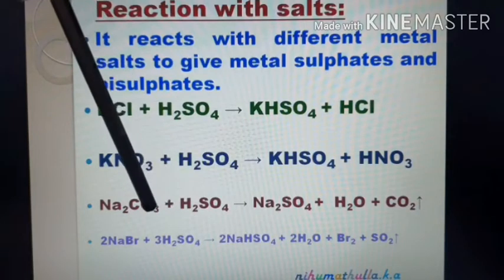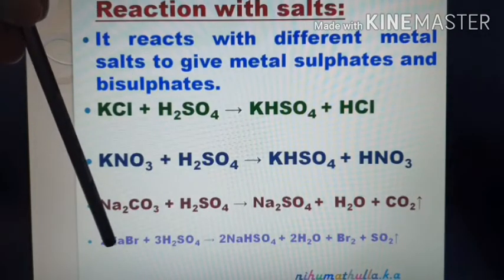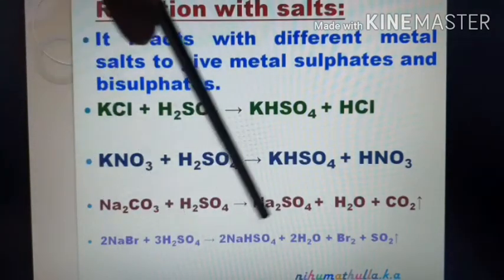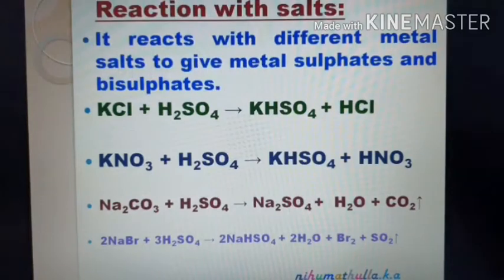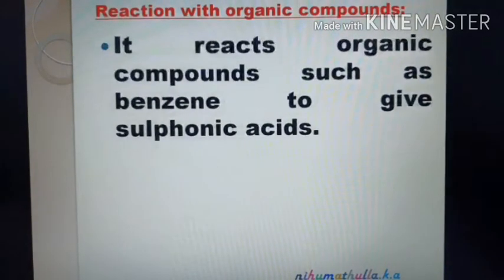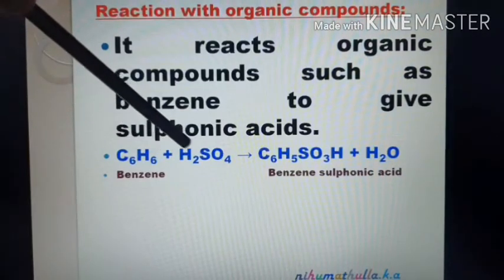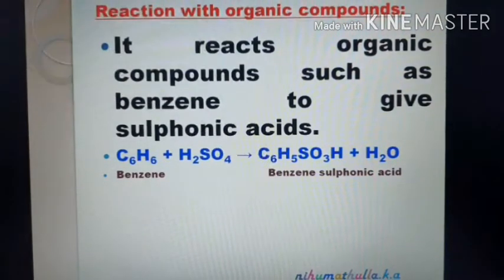It acts as an oxidizing agent which oxidizes sodium bromide into bromine. Sulfuric acid also reacts with organic compounds like benzene. Sulfuric acid reacts with organic compounds such as benzene to give sulfonic acid. C6H6 plus H2SO4: benzene plus sulfuric acid gives benzene sulfonic acid. SO3H is called sulfonic acid.